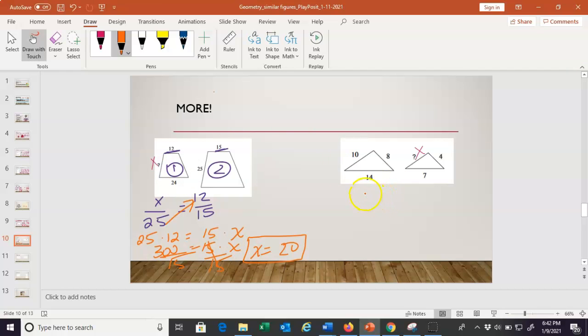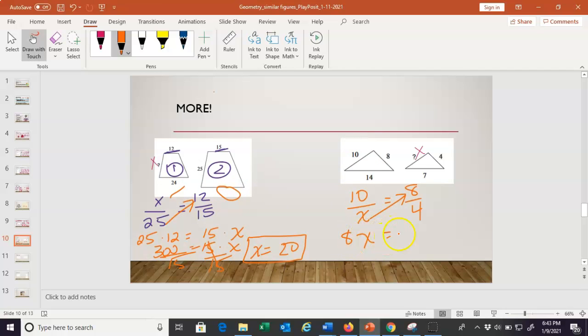All right, the next example, let's do 10 over x equals 8 over 4. In this case, we could have also done 14 over 7, right? We have a lot more information in this one than we had in the previous ones. So you can choose any pairings of sides that you want. The only reason we didn't choose the 24 here is because, again, it didn't have a partner.